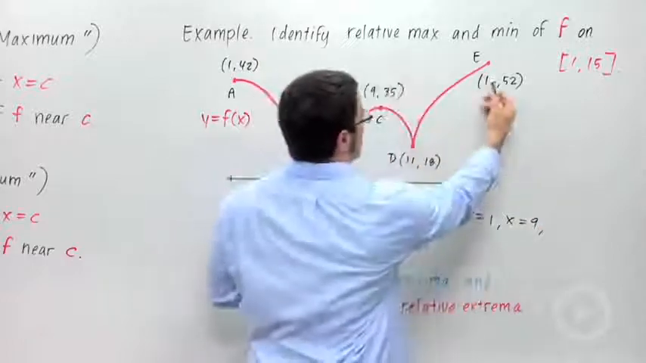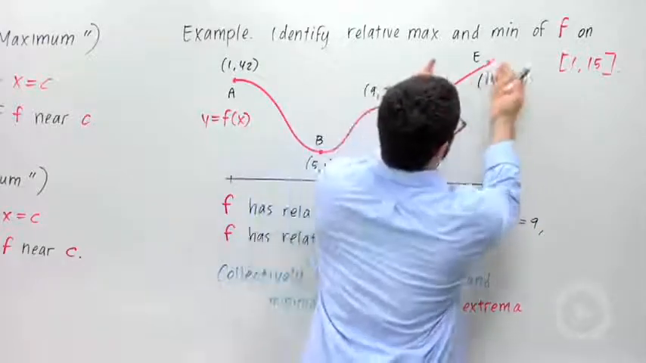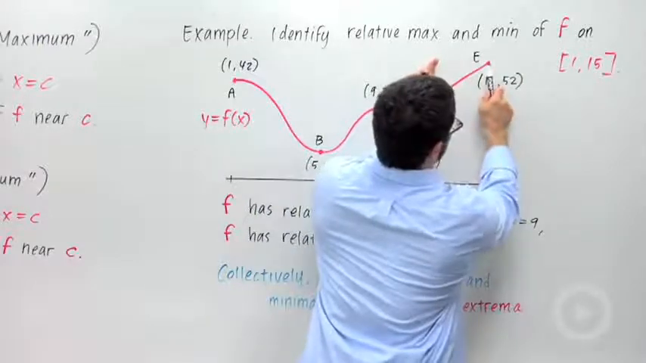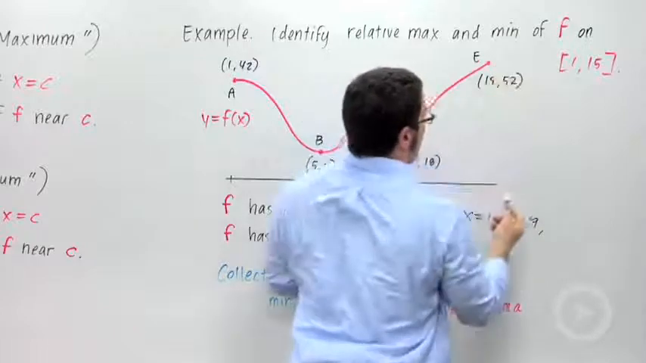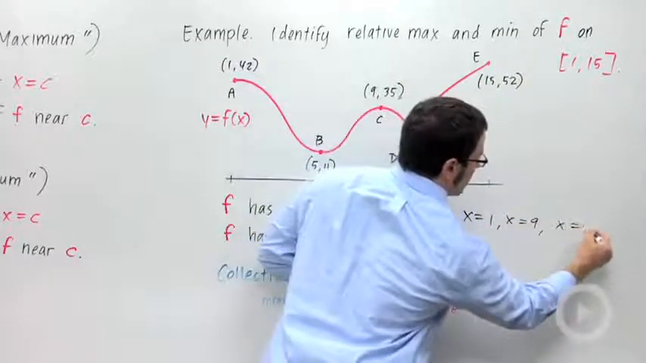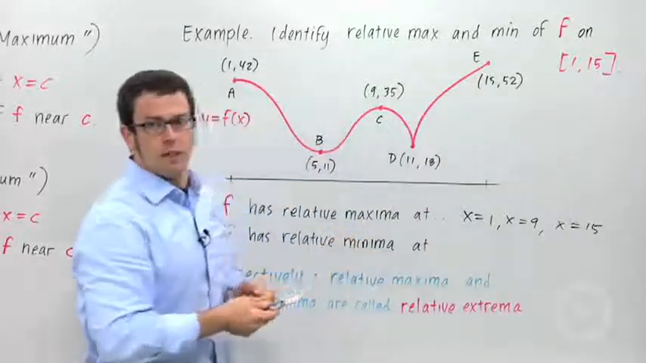And finally, at this endpoint, the graph seems to hit another maximum. If you look at it, 52 is the value of the function here, and that's the highest value in some interval around that point. And so at x equals 15, we've got a relative maximum. So 1, 9, and 15 are the locations of the relative maxima.